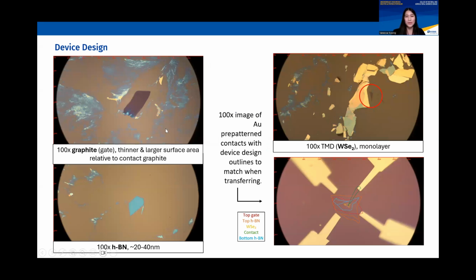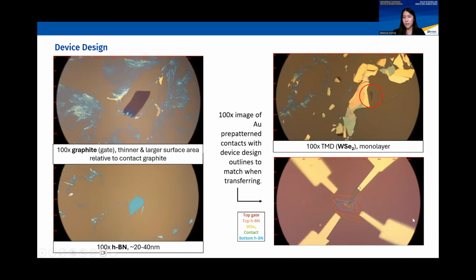And here are some of the samples that could be used for the device. On the top left is a thin or relatively thin and larger flake of graphite, which could be used as top gate. Bottom left is a HBN around 20 to 40 nanometers, and then top right is a TMD, specifically WSe₂, which is a monolayer. And all of these flakes could be used because they're uniform, and we could check for the thicknesses depending on its contrast with the silicon oxide wafer chip against the microscope, and also by using AFM or atomic force microscopy.